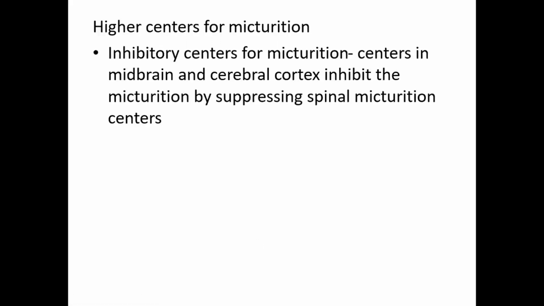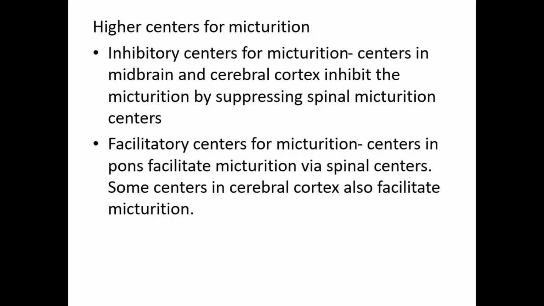Higher centers of micturition. Inhibitory centers of micturition are in the midbrain and cortex. The cerebral cortex inhibits micturition by suppressing spinal micturition centers. Facilitatory centers of micturition in the pons facilitate micturition via spinal centers. Some centers in the cerebral cortex also facilitate micturition.